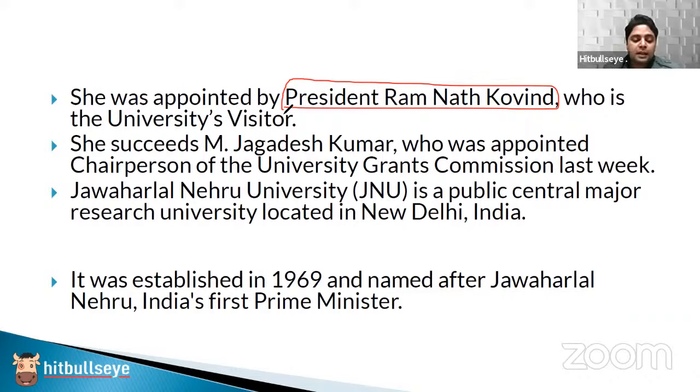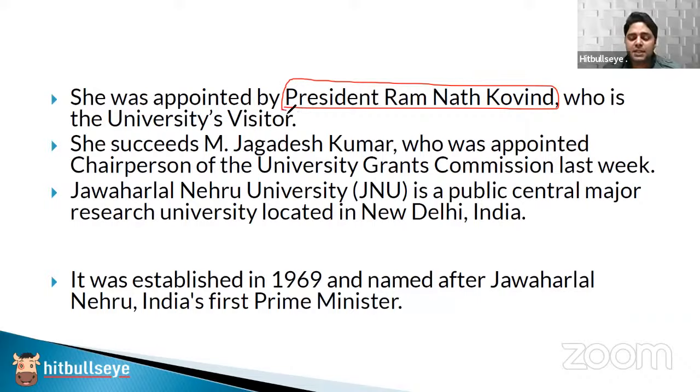Always remember the fact that in a central university, the chancellor is the President of India. So the President of India is the ex officio chancellor of many central universities. In some central universities, the vice president may be the chancellor. For example, in Punjab University, Chandigarh, the vice president of India is the ex officio chancellor of the university. But in case of Jawaharlal Nehru University, it is the President of India who acts as the ex officio chancellor.